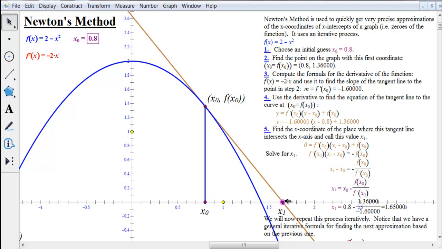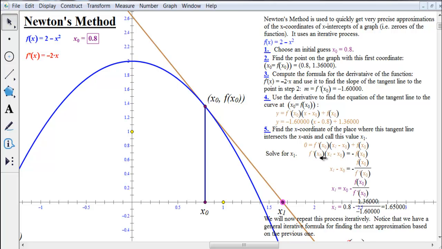And the one specifically we're looking for is the one with the y-coordinate of 0, and the x-coordinate we'll call x sub 1. So when I put in x sub 1 in place of x in that formula, I put in 0 in place of y. Now what we want to do is solve for x1. So first thing I'm going to do is subtract f of x sub 0 from both sides, and then I also switch both sides.